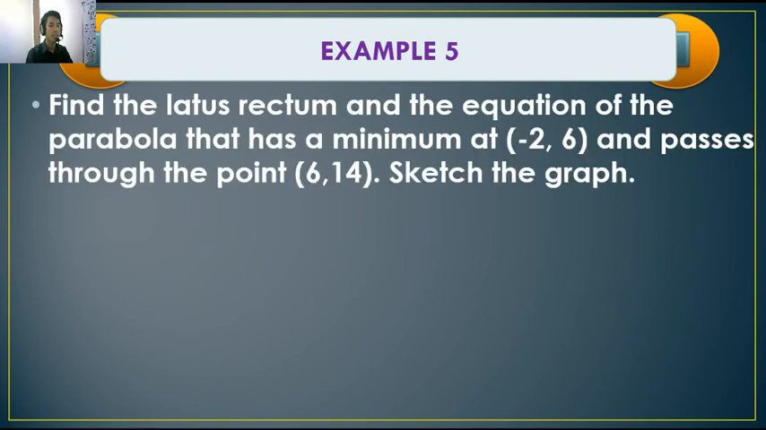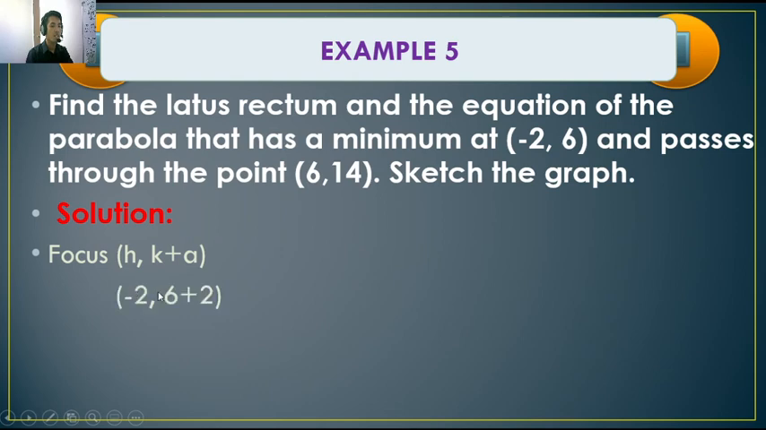Okay, now to graph that, we need to first find the focus, and our focus is (h, k + a). Our h is negative 2, our k is 6, and our a is 2. So we have now the focus, and that is (-2, 8).